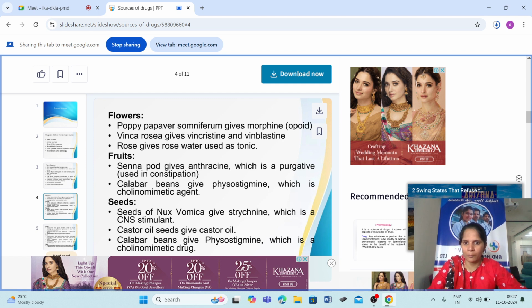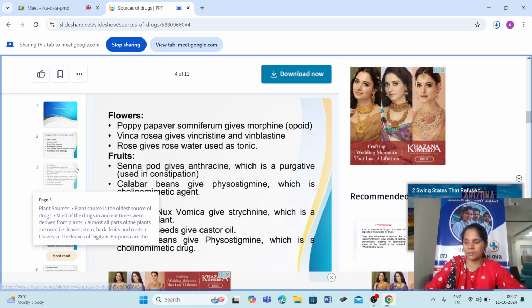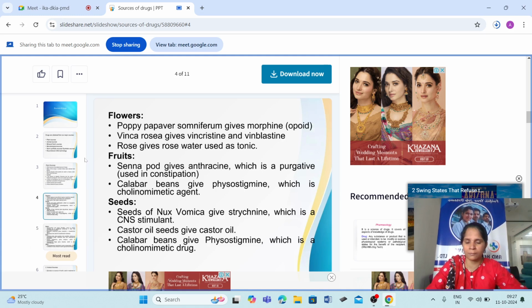So flowers of poppy, Papaver somniferum, give morphine. Now morphine belongs to the opioid class of drugs, which work as painkillers. Normally, in patients who are given normal painkillers, sometimes it may give relief, sometimes it may not. So if they are not getting relief from normal analgesics, they'll go with what? Morphine. Morphine, codeine, all these work as strong painkillers.